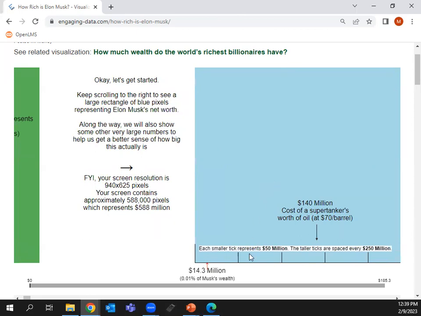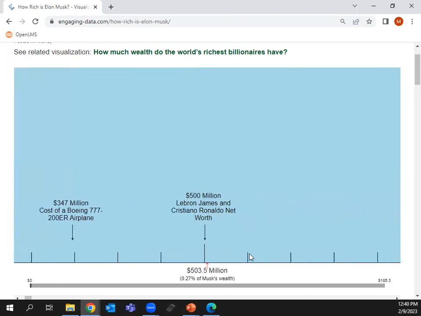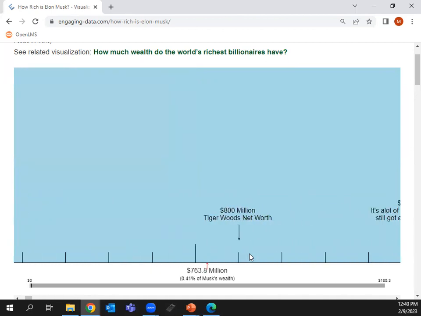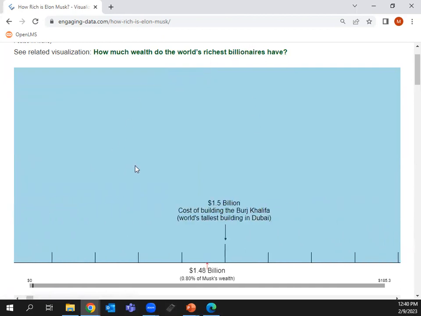So again, your screen contains $500 million. That's how many pixels that your screen has. So if you keep going, it's going to show you the cost of different things. And I just want you to keep on scrolling, keep on scrolling, keep on scrolling until you get to the very, very end. And if you're looking at this bar on the bottom, you're going to have to start scrolling really fast to get to the end of it.